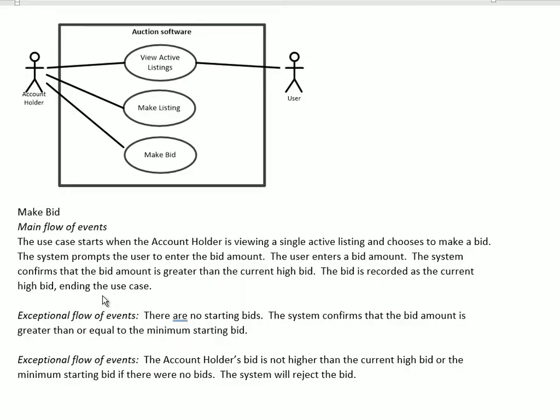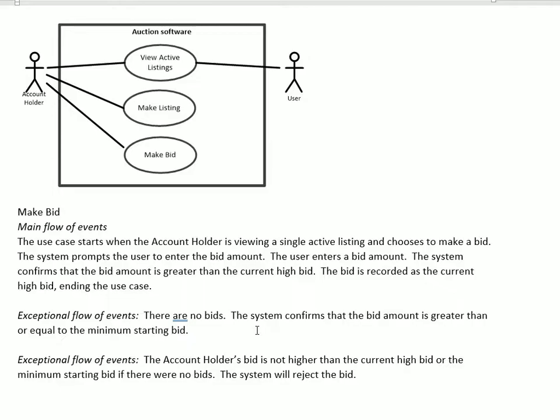Okay, if we look at the two exceptional flow events, the first is there are no bids. The system confirms that the bid amount is greater than or equal to the minimum starting bid.